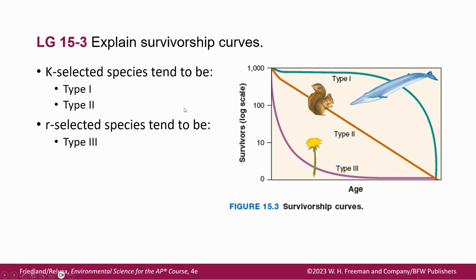So our K selected species typically are going to be 1 and 2. Again, if you notice, those are both mammals. Humans would be a type 1. So most of us make it to adulthood, and then as we age, we tend to die pretty rapidly. And then squirrels are mammals, so unfortunately, squirrels have a lot of things going against them, so they tend to die at any age. And then our R selected species tend to be not a lot of them make it out of maturity age, but when they do, they tend to live for a while.